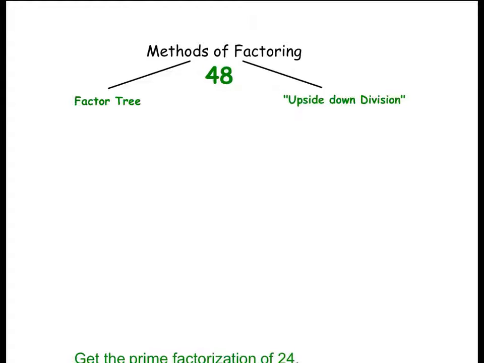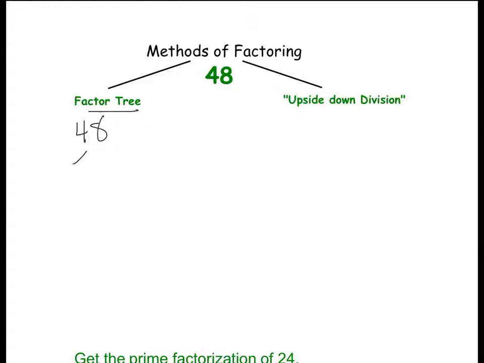So when we want to get the prime factorization of 48, we want to break 48 apart into all prime numbers. There are 2 different methods that you could do that with, and I'm going to show you both. You don't need to know how to do both methods. You need to decide which one of these is easiest for you and just learn that method. One of those methods is called a factor tree. So we take the number 48 and we're going to make what looks like sort of a little tree.